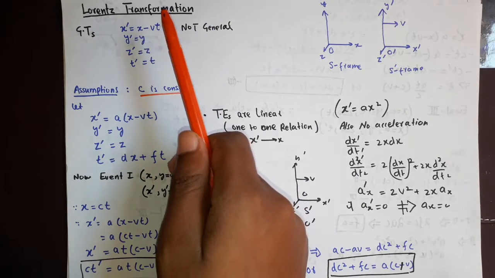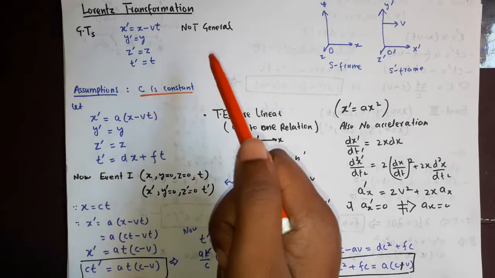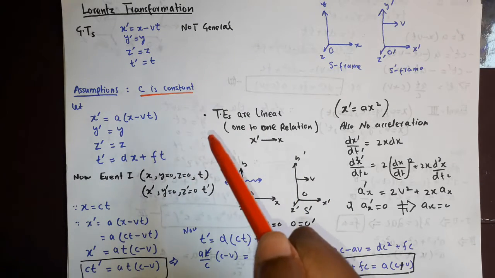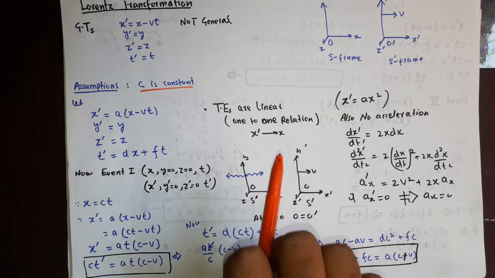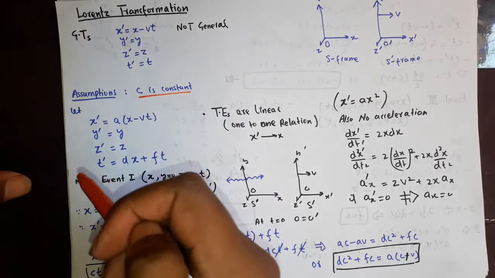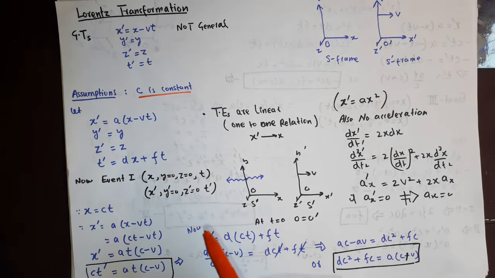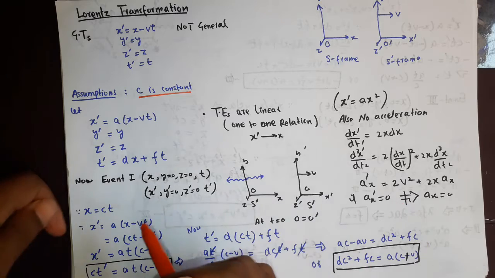We also know these Galilean transformation equations are not general. We discussed this in the previous video. So now we are going to derive, or in other words modify, these equations such that they work well at higher velocities.